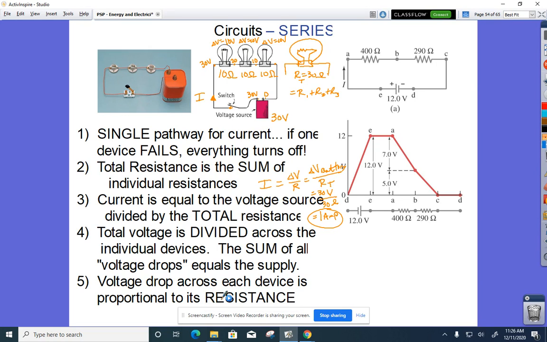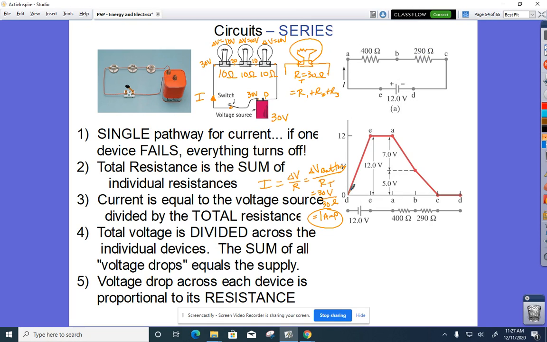That's fairly easy to understand here. Since all of these resistances are the same, we would get the exact same delta V across each device because they all have the same resistance. They all impede the flow the same amount. Well, let's consider this picture over here where I have a 12 volt battery going through 2 circuit elements that are in series. One is 400 ohms, the other is 290 ohms. These no longer have the same resistances, so they're going to have different voltage drops across those.